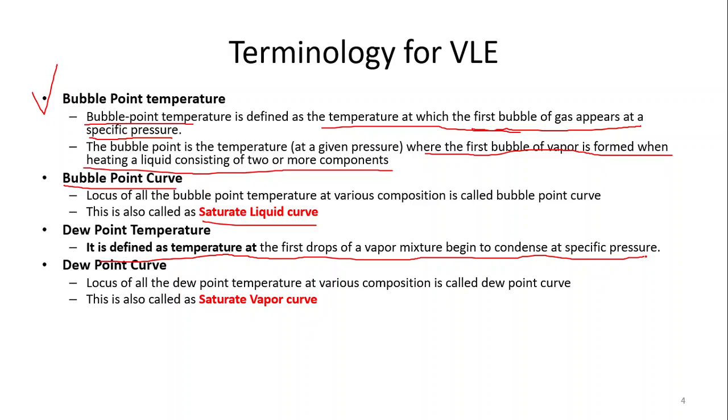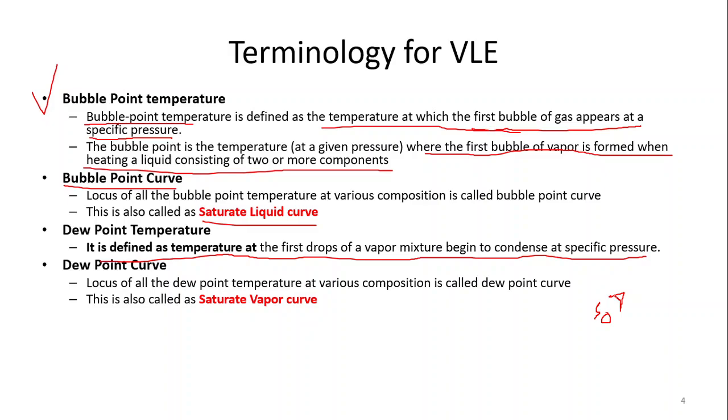Bubble point is always lower as compared to a dew point. Dew point temperature is always higher. Just for example, suppose we have A and B, where A is 40% and B is the remaining 60%. Everything is in the liquid phase and we want to vaporize it. So it will vaporize and the bubble point will be observed.